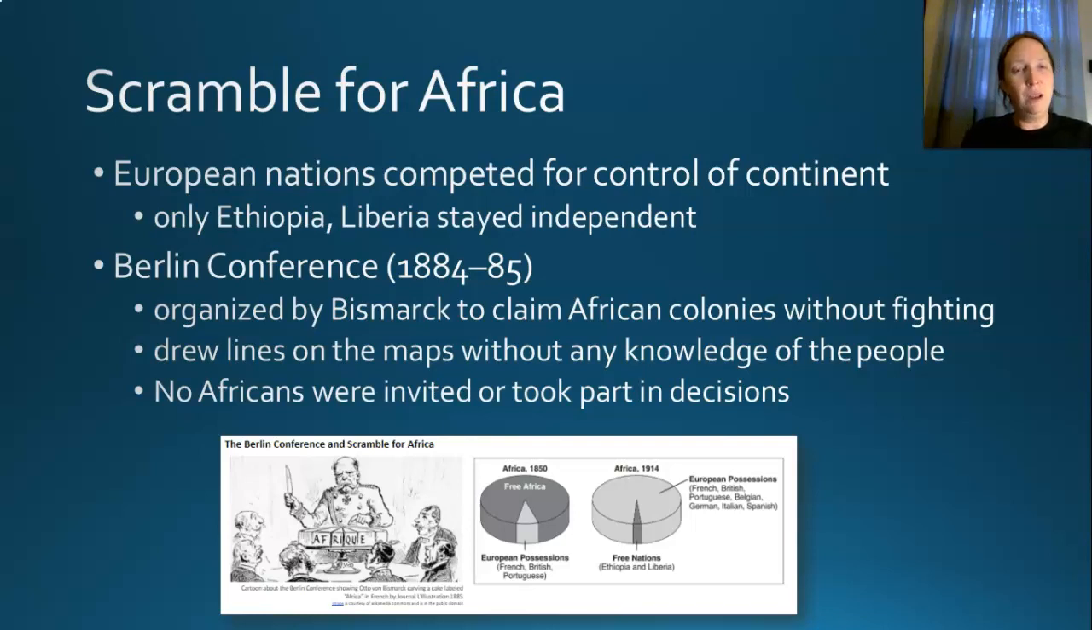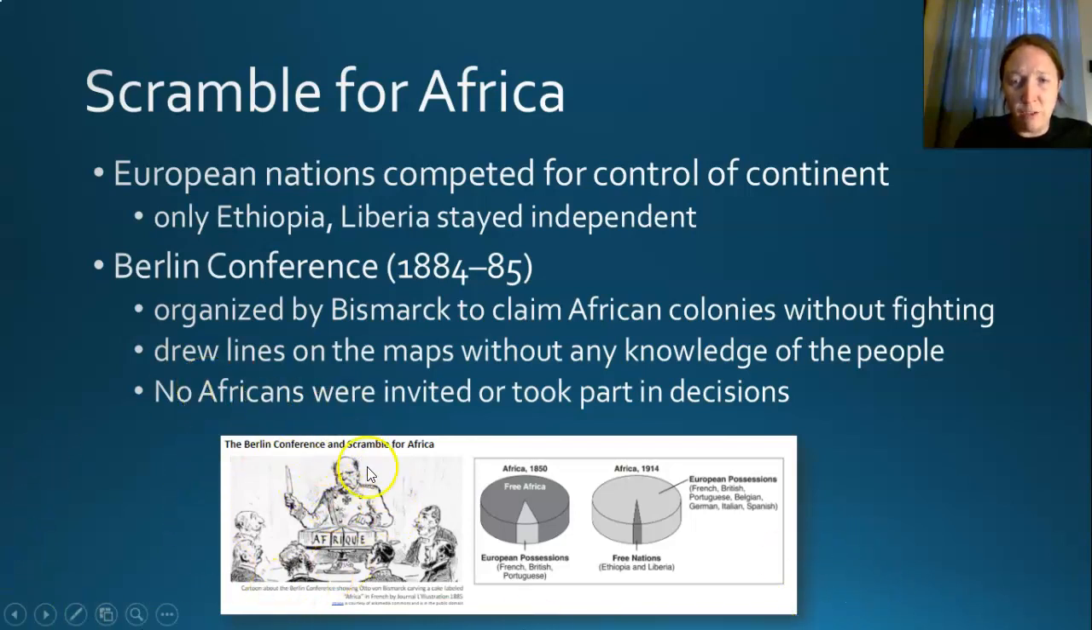Maybe you can imagine, maybe this comes as no surprise, that no Africans were invited or took part in the decisions of how this would be done. And so this creates these divisions with long-standing effects, even some that could be traced to problems that some African nations face today. Take a quick look at this political cartoon.